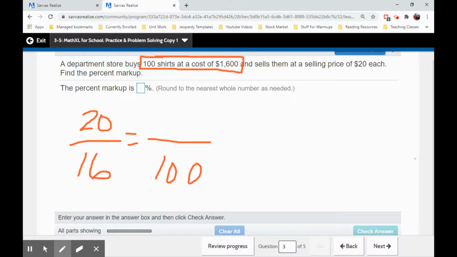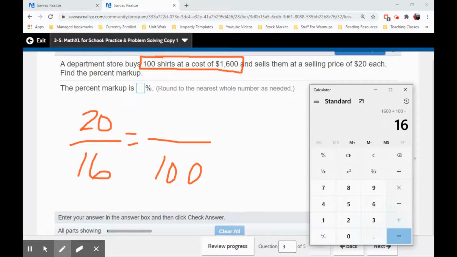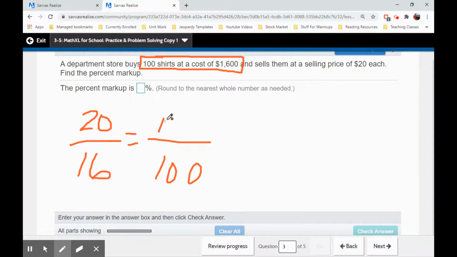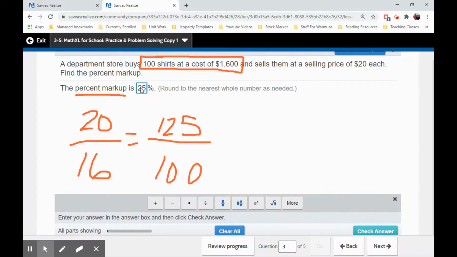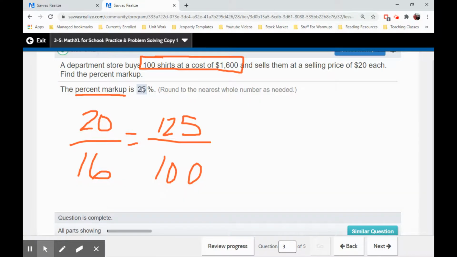So once we're here, we can go ahead and cross multiply and divide. We can take 20 times 100, and we can divide by 16. And it shows us that the markup, our percent, is 125. But remember, when we want a markup, all they're asking for is percent change. So how far is 125 from 100? We see that it's 25% higher. Okay, so your markup is 25%.